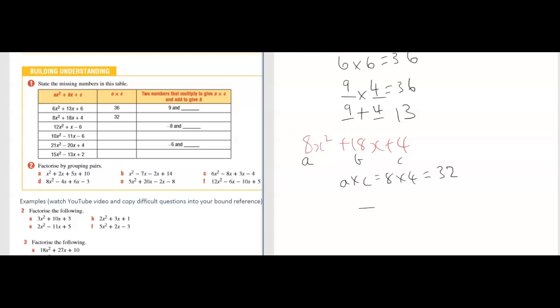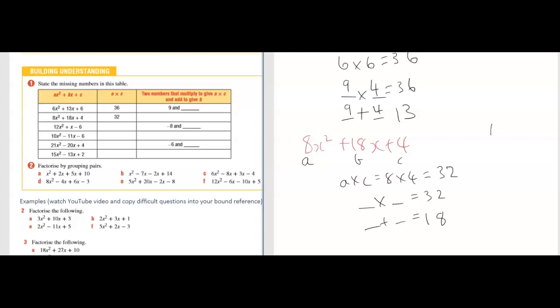So we need two numbers. When multiplied they give you 32, and when added they give you b, which is 18. We can just think of factor pairs of 32. So we've already done 8 and 4.